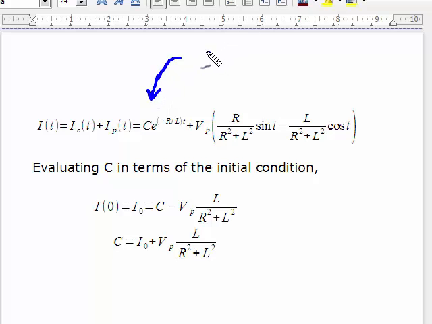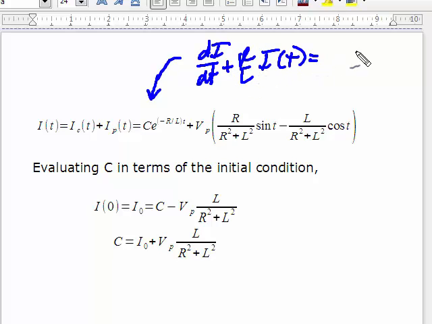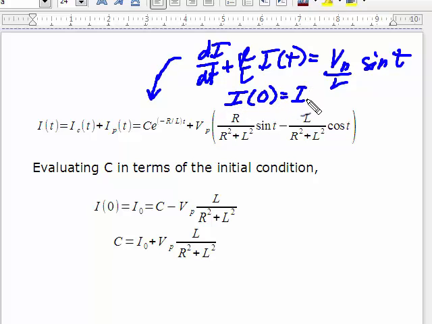So typically here would be the equation. We had sine t here, and then the initial condition would be the value of the current at 0, which we'll just call I0.